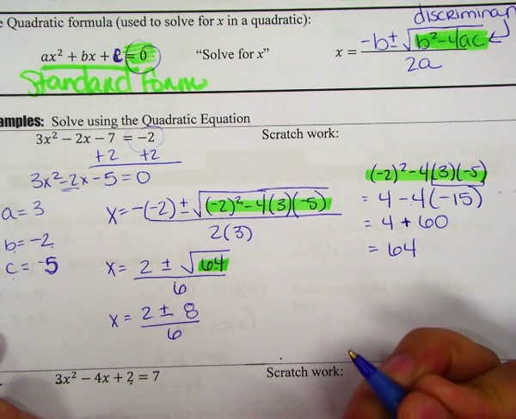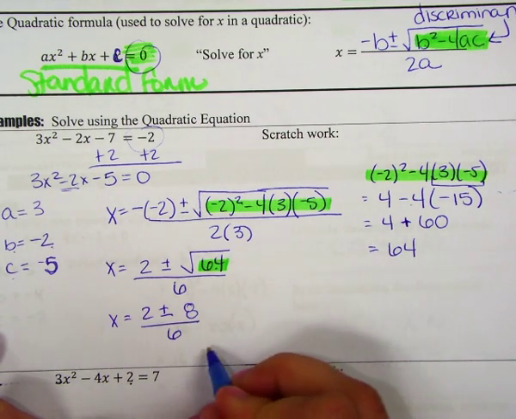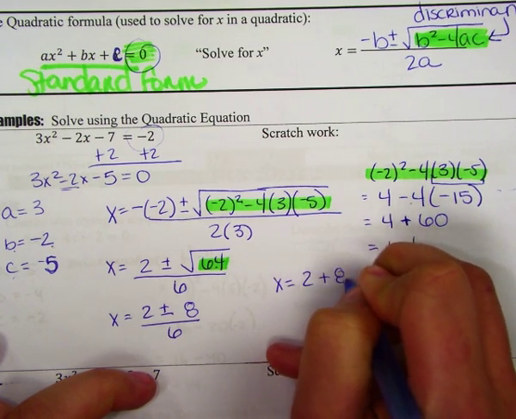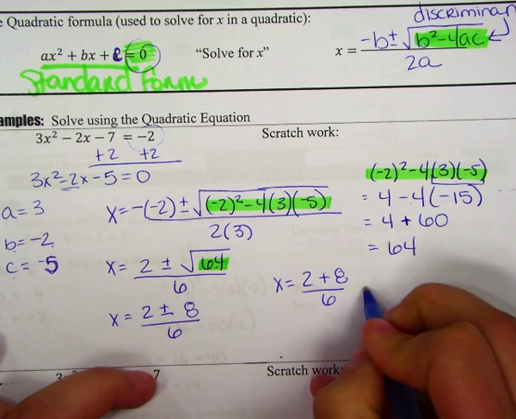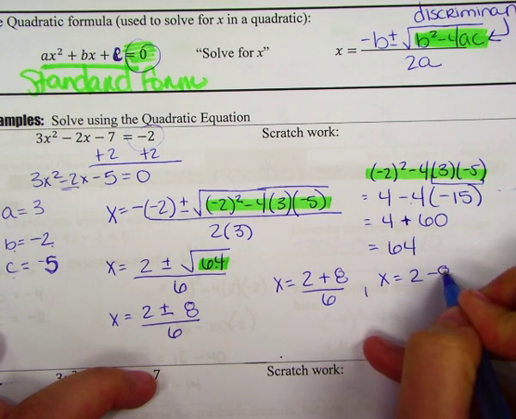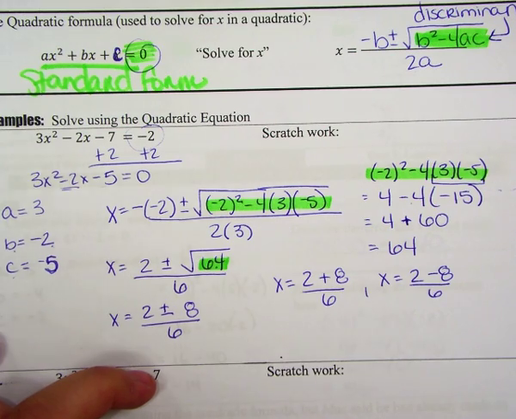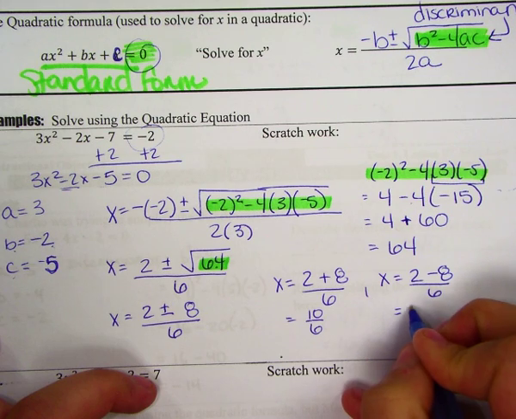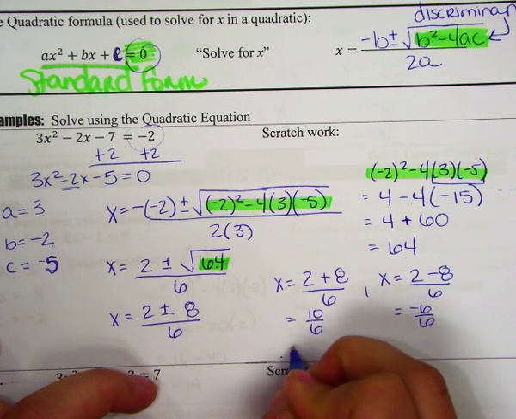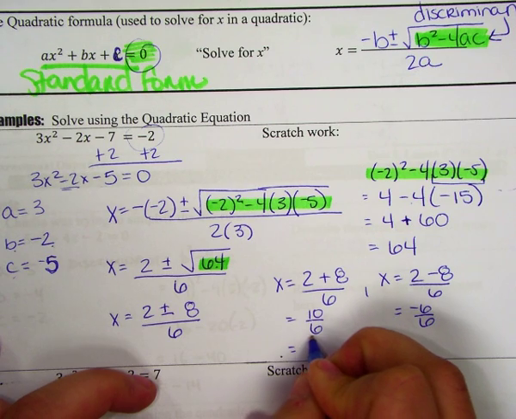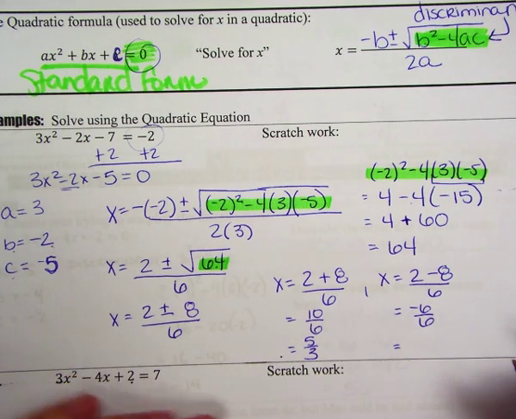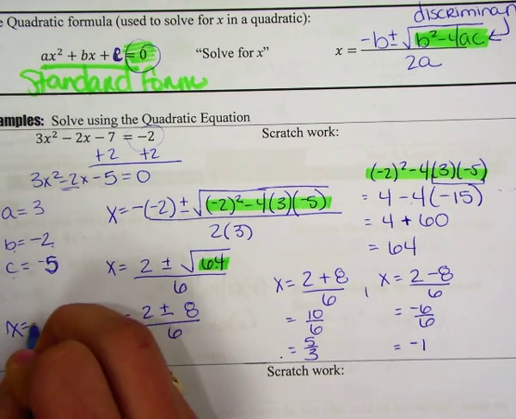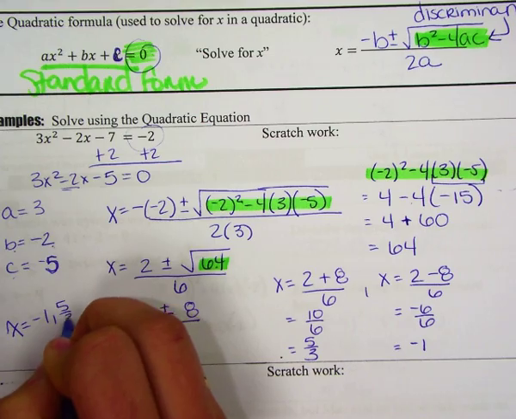divided by 6. Now that there are no square roots and no multiplication, I split it up into the two equations. X equals 2 plus 8 divided by 6, and x equals 2 minus 8 divided by 6. Simplify. 2 plus 8 is 10. 2 minus 8 is a negative 6. 10 over 6, divide both by 2, you get 5 over 3. Negative 6 divided by a positive 6 is a negative 1. And so x equals negative 1 and 5 over 3.